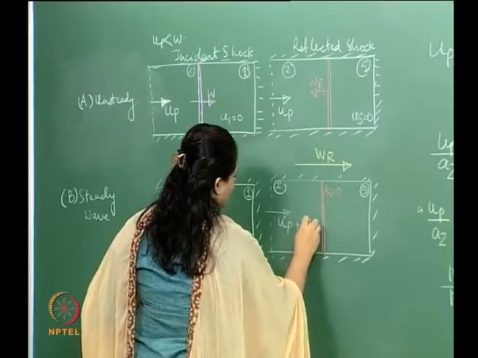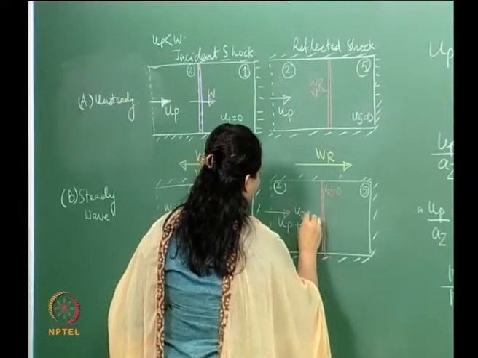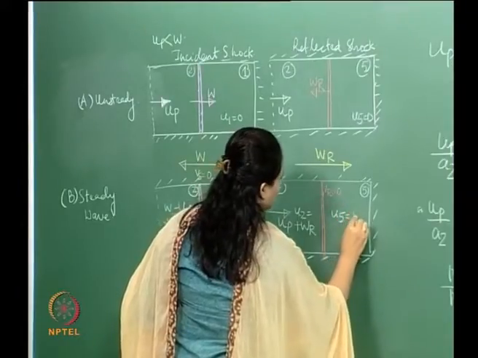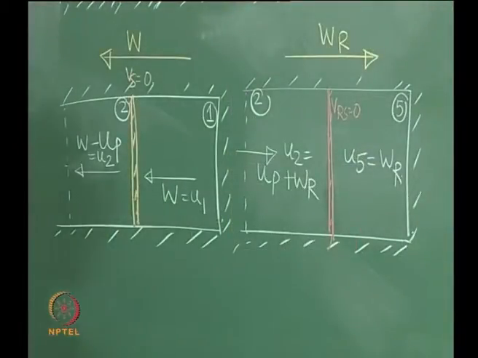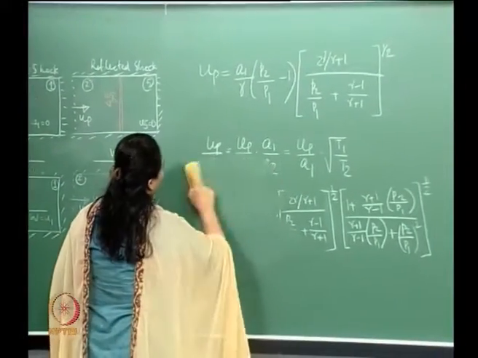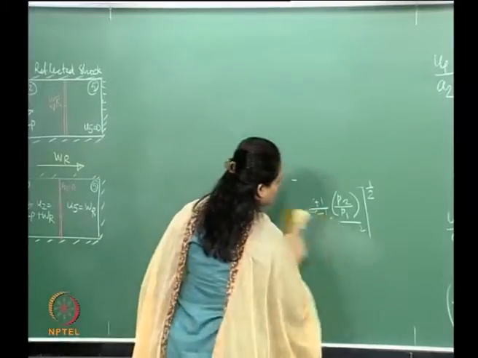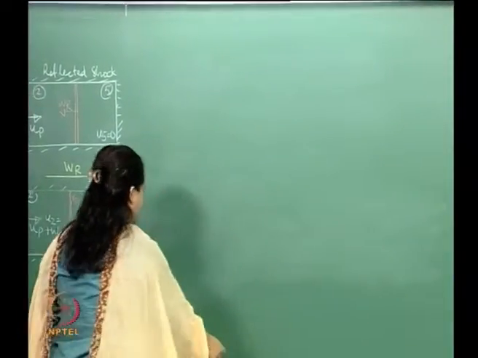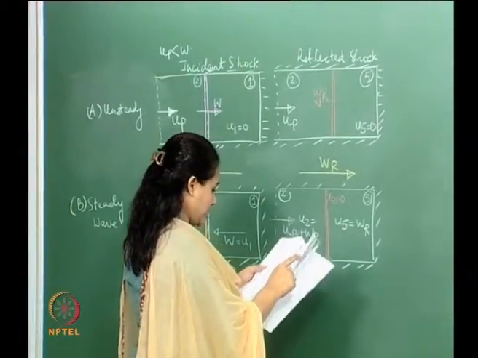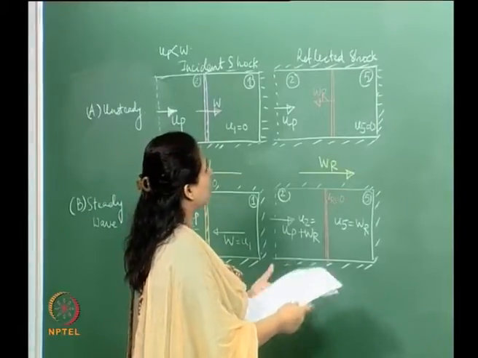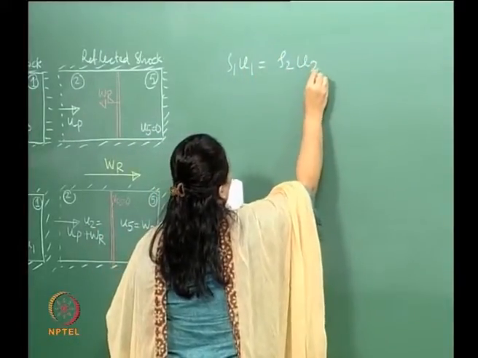In that case, what we get is UP plus WR equals this, and U2 is this, and U5 is equal to WR. So that's all there is. Now, how do the governing equations look for the reflected shock wave? All we need to do is input these velocities into those. So what we had for the governing equations, if we were to go back there, is rho 1 u1 equals rho 2 u2.